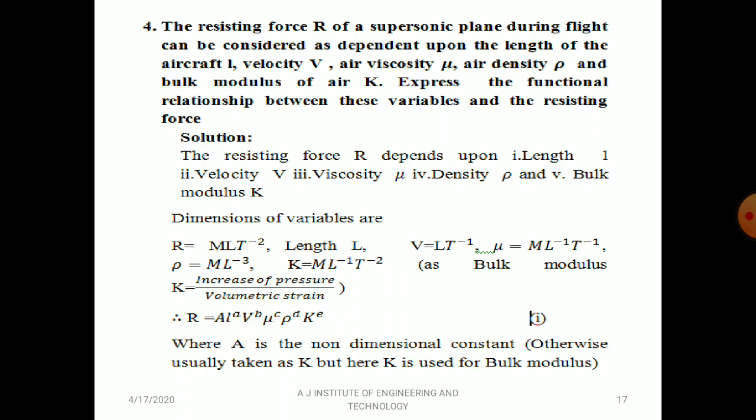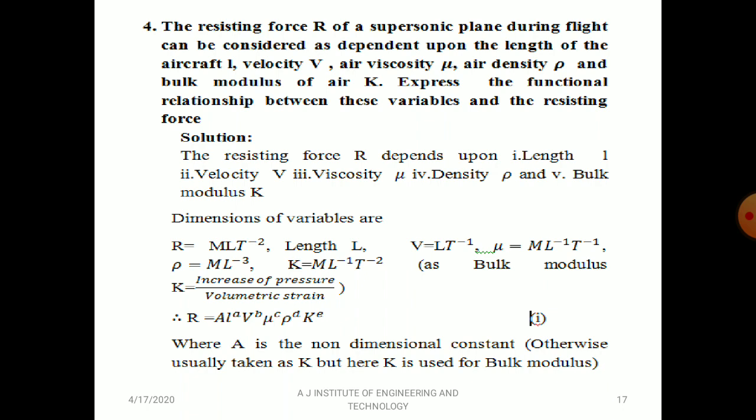So what is the unit of K then? The unit of K is the unit of change in pressure, or increase of pressure. Pressure has unit Newton per meter square, or Pascal. Otherwise it is equal to the unit of Young's modulus. So the unit of Young's modulus, unit of pressure and bulk modulus are one and the same.